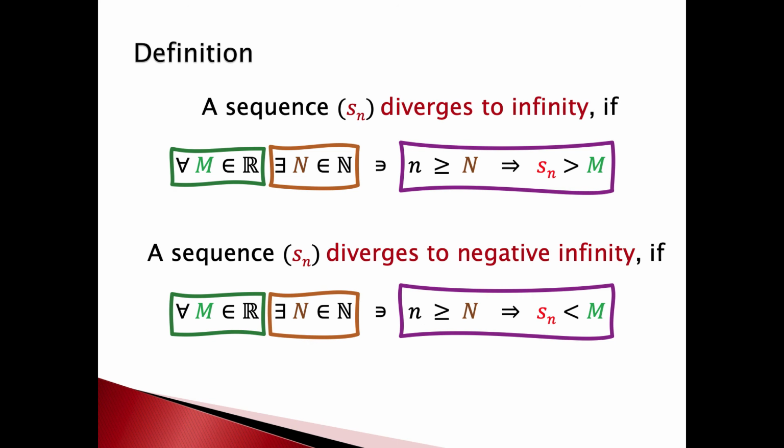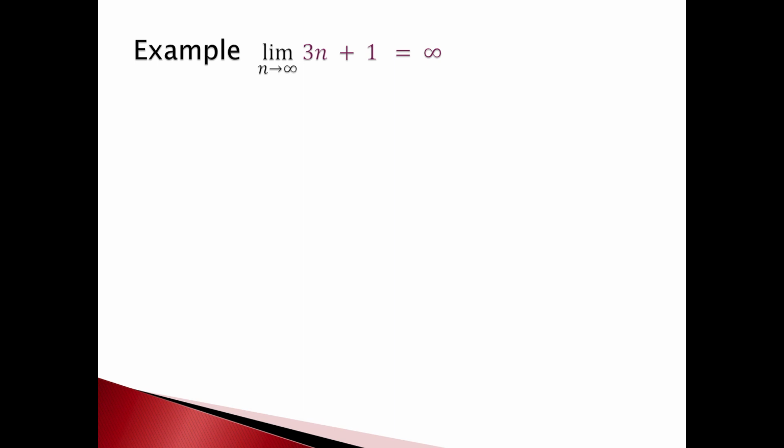So let's do the diverging to plus infinity first. We'll do an example where we have, say, 3n plus 1. So we want to show that that goes off to infinity. And of course, obviously it does, right? When n gets really big, 3n gets really big. Adding 1 makes it even bigger. So obviously that should go off to infinity. But again, we're doing the theory behind calculus. We're proving things.